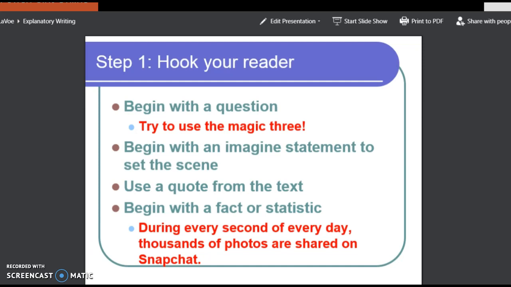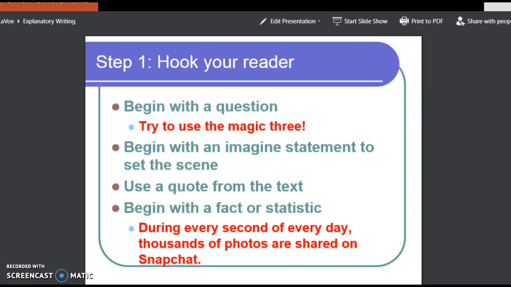And the final strategy, which is a new one for us, is to begin with a fact or a statistic. Since we are reading informational text, it's filled with facts. Maybe there was something that really surprised you, something that really stood out to you. Maybe you want to start off by hooking your reader there. I did want to give you an example since this is the new one.